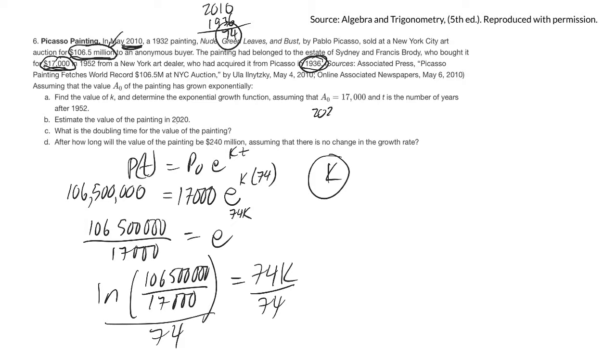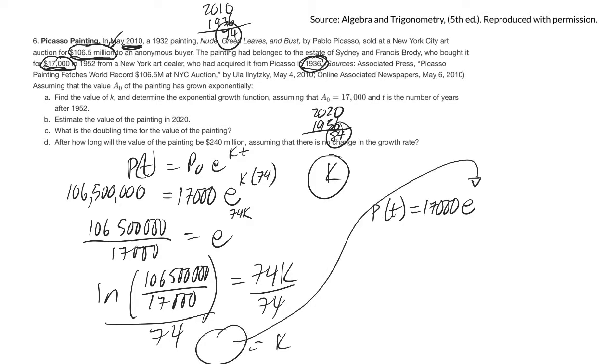So I'd figure 2020 minus where it started, 36. So that would be 84 years. So once I have k, I can plug it into my formula. P of t is equal to P0, it started at 17,000, e to the, okay, whatever I get for the value of k here, I'll plug in up there for k, and I'll put a t there. That'll be the growth function. And in letter B, instead of the t, they want me to put in 84 there. Then they say, what is the doubling time for the value of the painting?